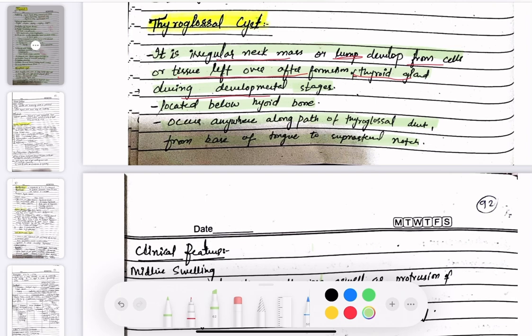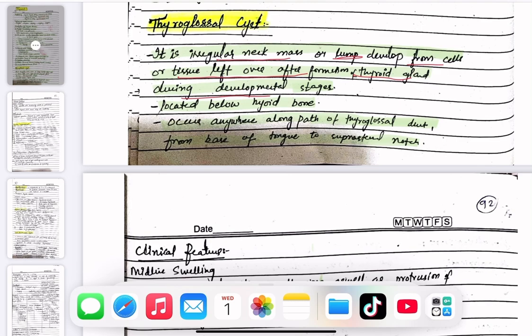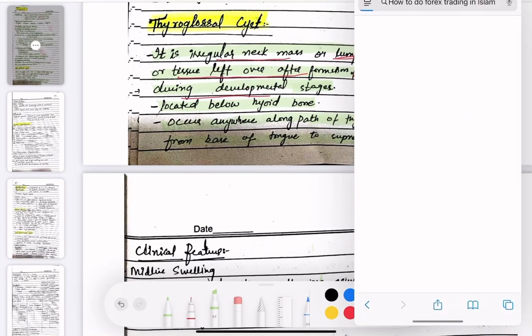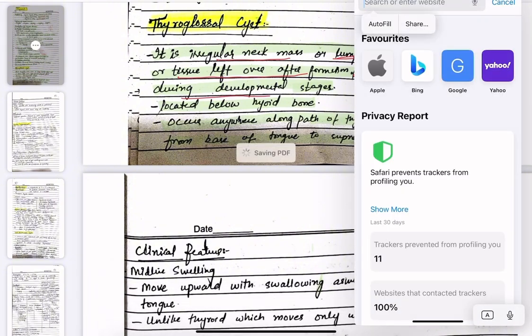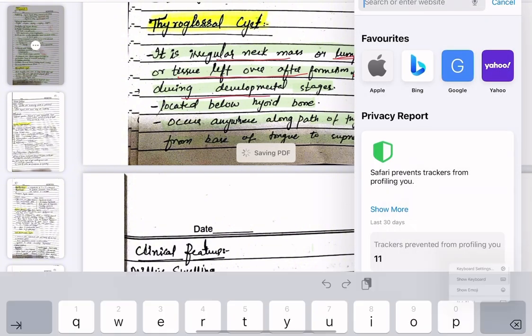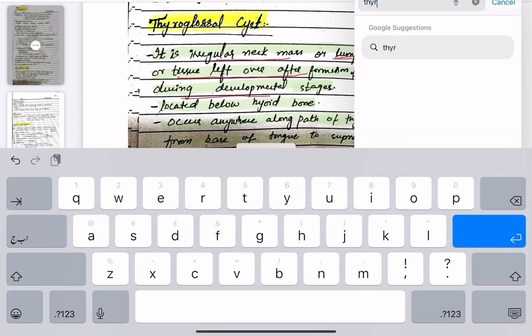Now the clinical features. Thyroglossal cyst.